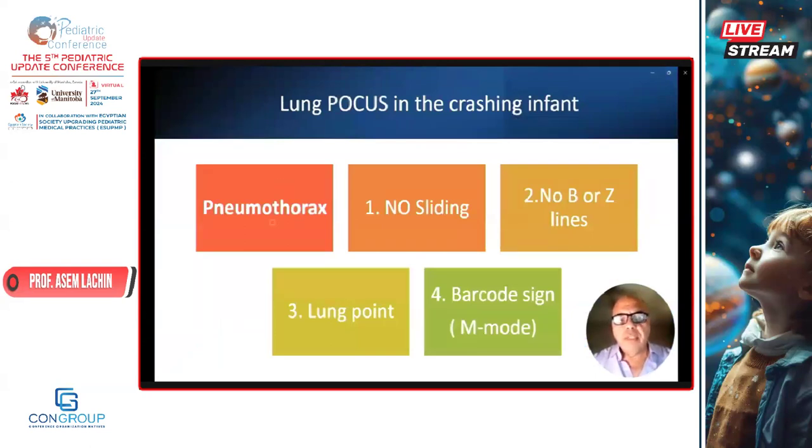For the pneumothorax, for example, everybody knows the ultrasonographic signs of pneumothorax, which include absence of pleural line sliding and no B or Z lines, and the lung point, by which we mean that you have normal lung tissue as well as abnormal lung signs in the same frame. So it's called the double lung point of pneumothorax. And finally, the presence of what's called the barcode sign, which is detected by the M mode.